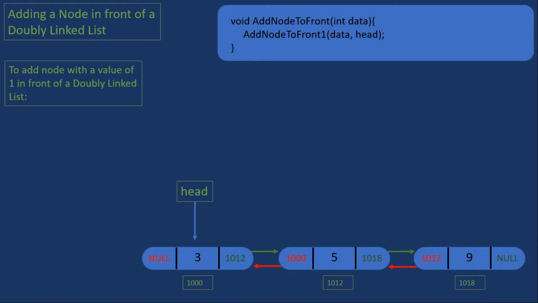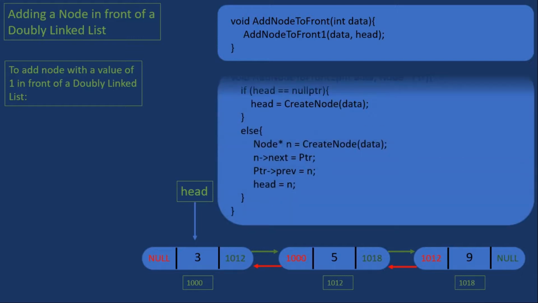Let's look at the second function. Remember, after explaining this code, I will show you how to use it in an actual doubly linked list project. Okay, for this function, it is also a void function. It takes in integer data and the node pointer as argument.